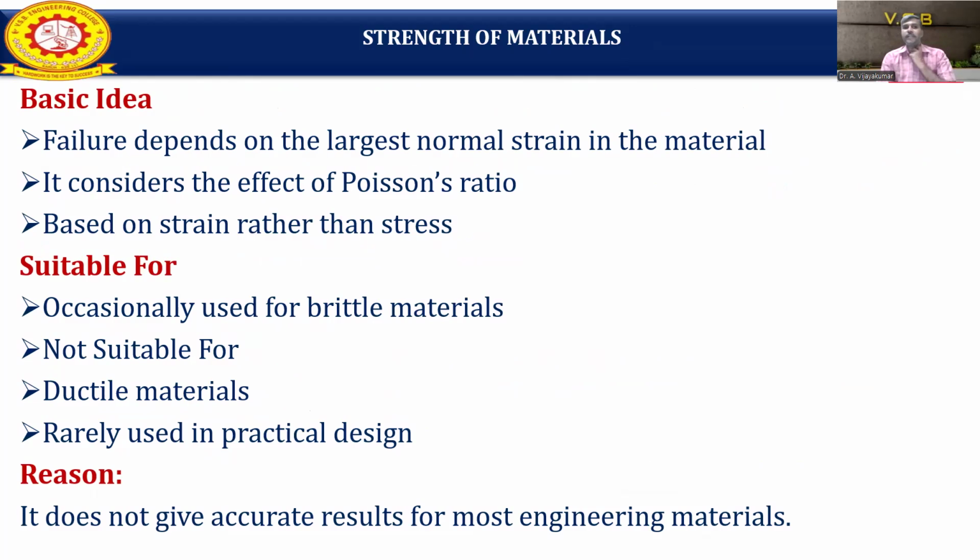What is the basic idea? The failure depends upon the normal strain in the material. So here we consider only strain, not stress. It considers the effect of the Poisson ratio. Each and every material has a Poisson ratio. What is the Poisson ratio? Lateral strain divided by linear strain gives the Poisson ratio. Each material has its own Poisson ratio that is applicable for this theory. So it is based on strain rather than stress; we are not using normal stress or shear stress.